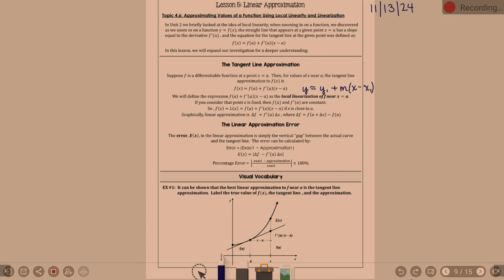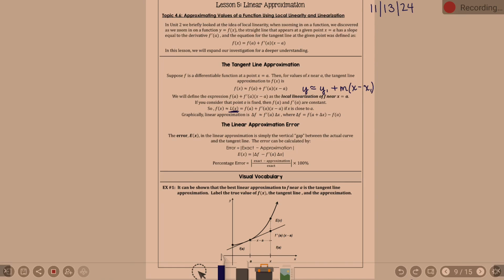So we define the second part of this expression as the local linearization of f near the point x equals a. I'm going to just read through this real quick because it'll make more sense when we start doing examples. If you consider the point a as a fixed point, then f(a) and f'(a) are constants, so that is your y value and your slope. This piece, f(a) plus f'(a)(x minus a), is defined as L(x), standing for the linear approximation.